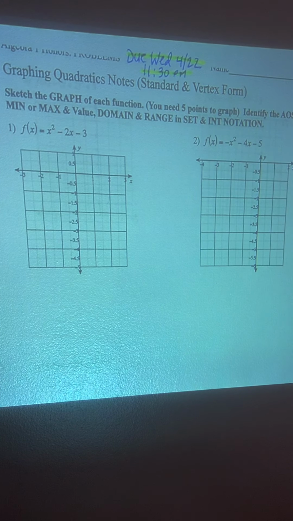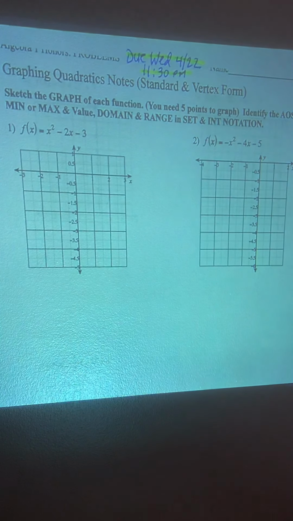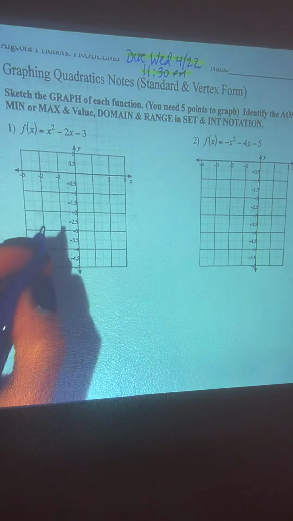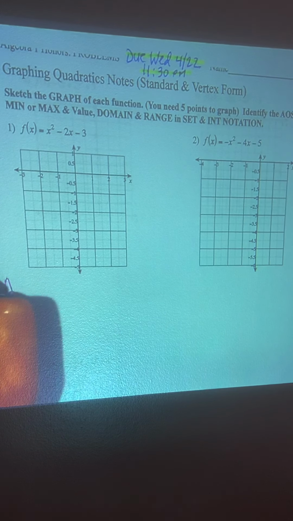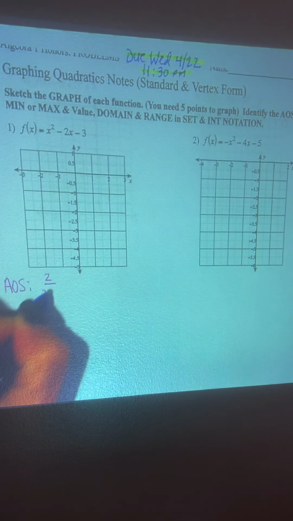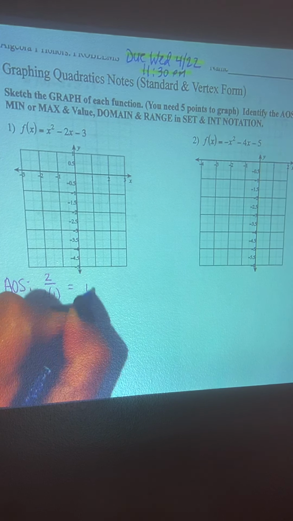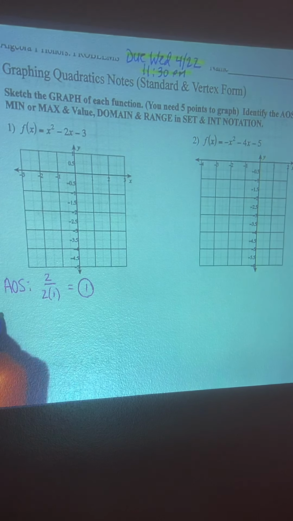Okay, we're going to sketch the graph now and make sure that we use 5 points to graph. First we've got to find the AOS. And of course, the AOS is negative b over 2a. So negative b, which would be negative negative 2, positive 2 over 2a. So that is 1. Plug it back in to find the vertex.